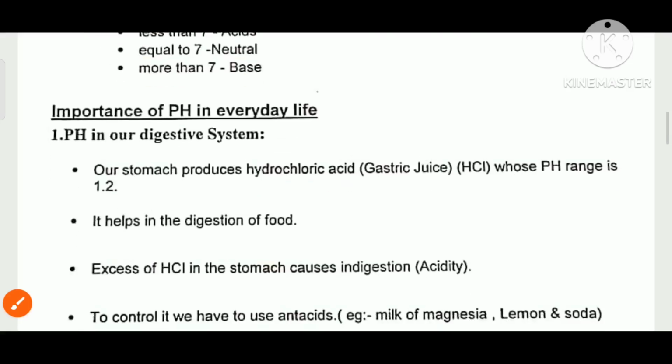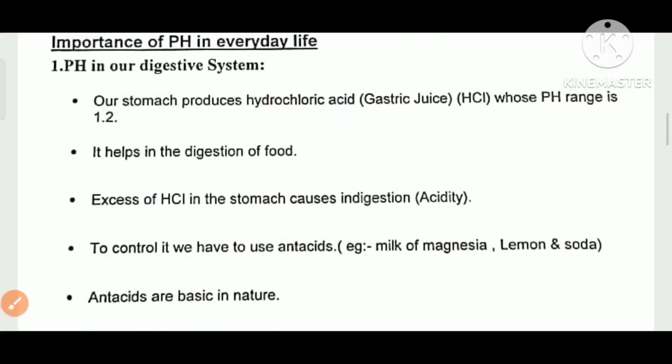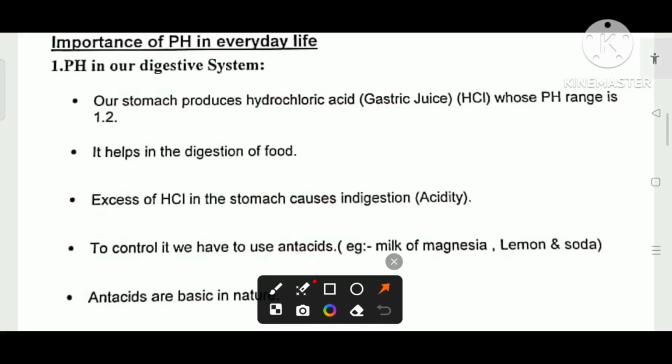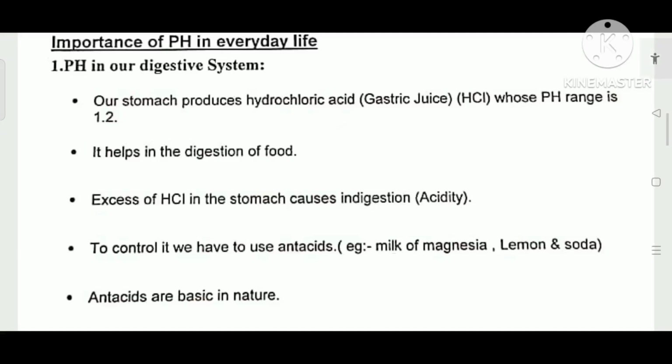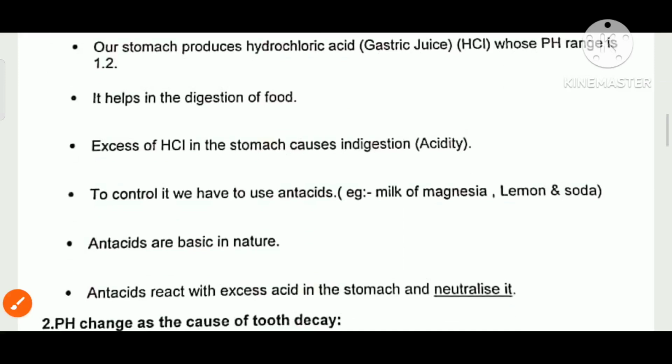Now, the importance of pH in everyday life. I have made the easiest two points, just go through them. pH in our digestive system: our stomach produces hydrochloric acid, that is gastric juice, whose pH is 1.2. This is also important. HCl pH is 1.2. It helps in the digestion of food. Excess HCl in the stomach causes indigestion.